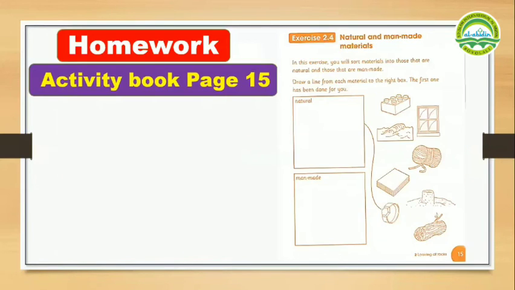So this is the homework on page 15, activity book. You have to see the materials: glass, rope, diamond, water, sea. These are all materials. You have to choose which material is natural and which material is man-made.